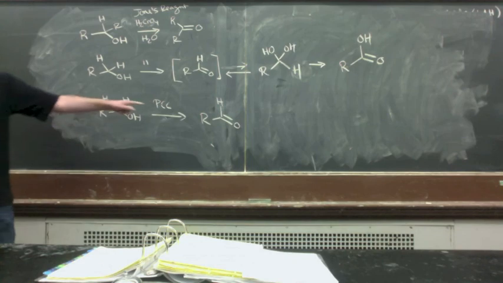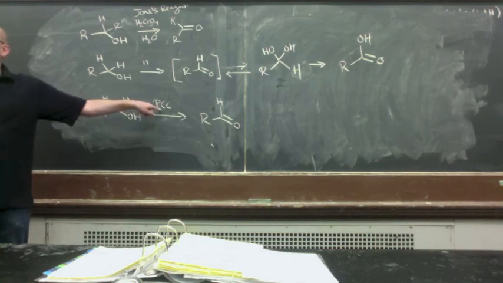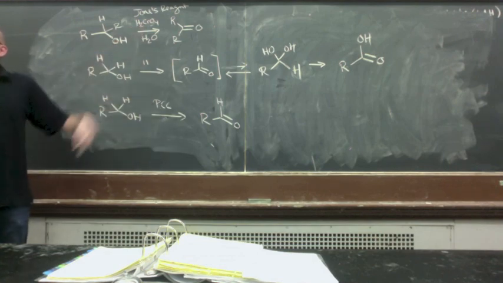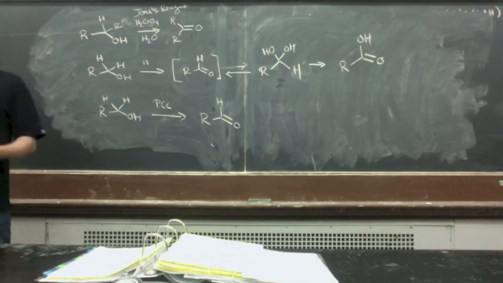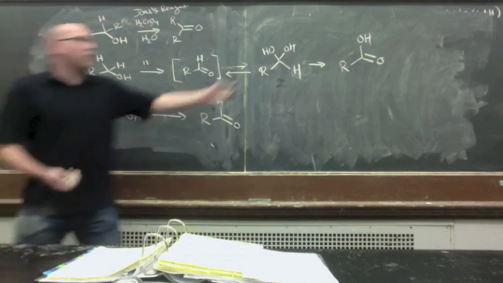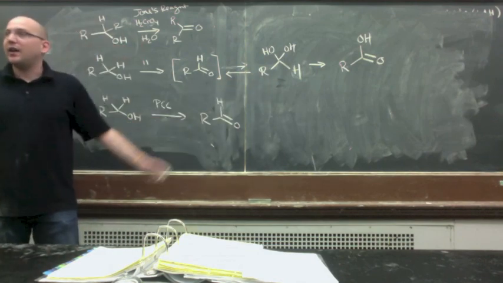Okay, so the important point about PCC, again, the structure of it, I don't really care whether you know it or not. The important point to remember is that it's a chromium reagent that's very similar to Jones reagent, except that they've tweaked it a little bit so that it can be soluble in an organic solvent. You don't have to have it in the water, in which case now you don't get to the hydrate, and now you can get to the aldehyde.